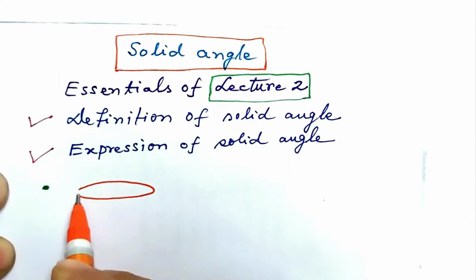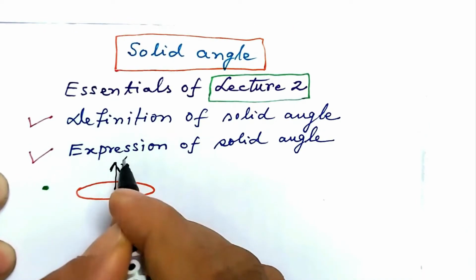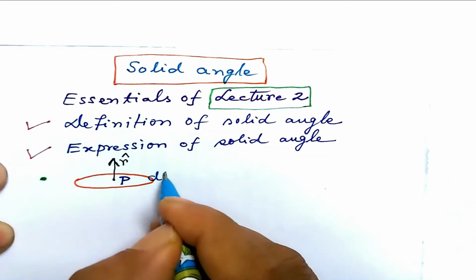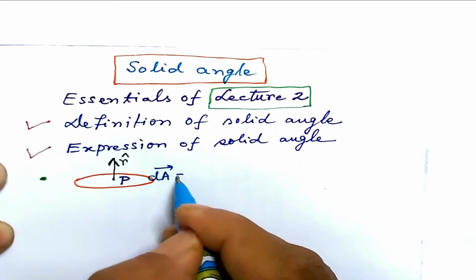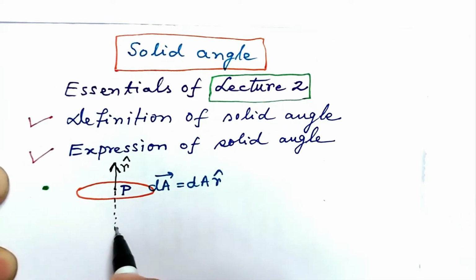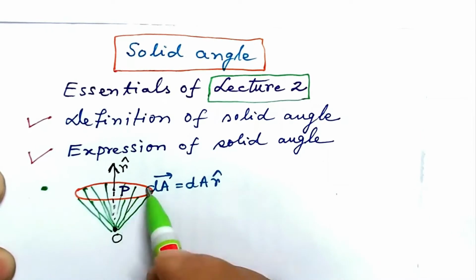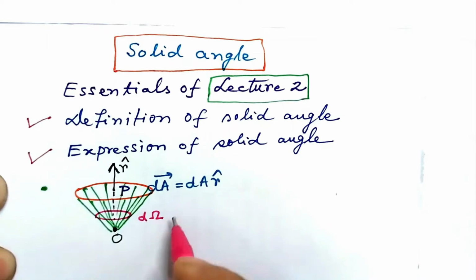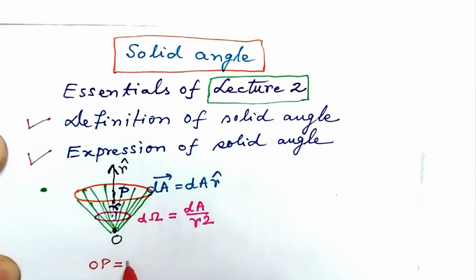Consider a surface element at P. This is the normal unit vector. Call it r cap. Obviously perpendicular to the surface element, which we call vector dA, equal to dA into r cap, and O is a point on this line r hat that is perpendicular to dA. Join the points of the contour of dA to O. This generates solid angle d omega given by dA by r square, where distance OP is r.